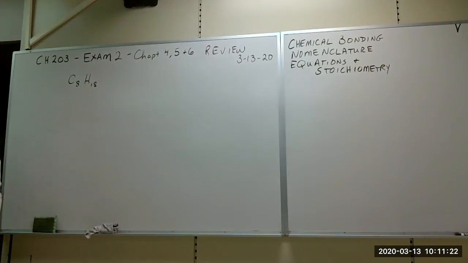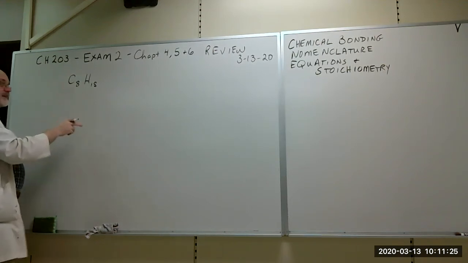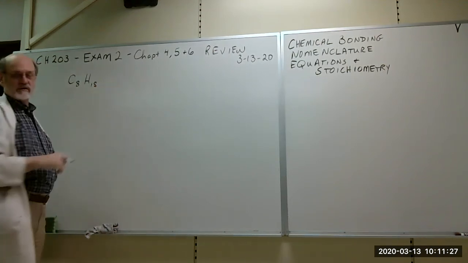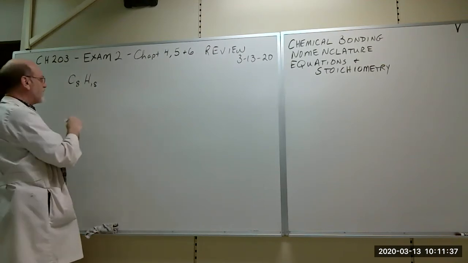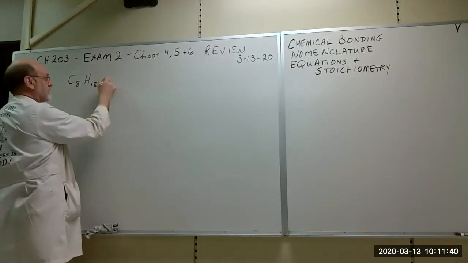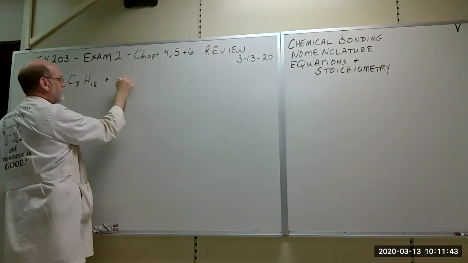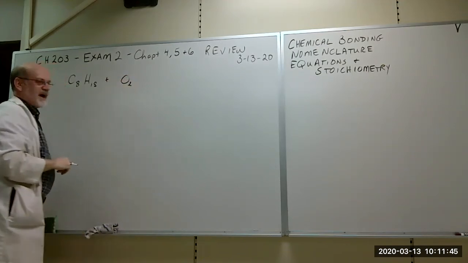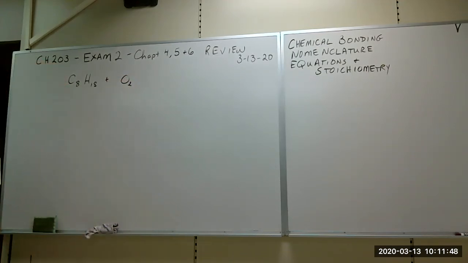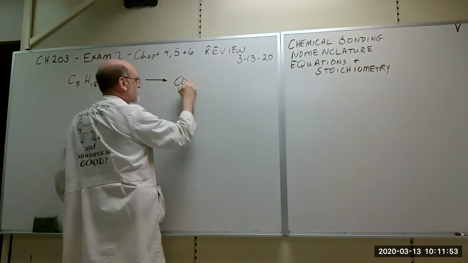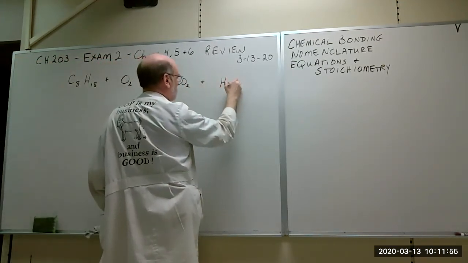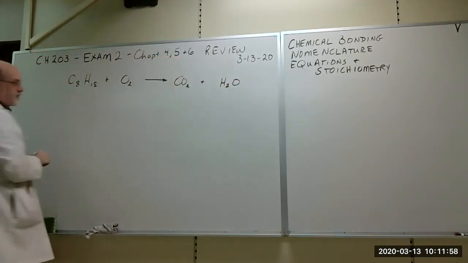If this were general chemistry, I might say that's octane combined with oxygen in the air gives you something. And I would have already told them every time you burn a hydrocarbon in air, you get carbon dioxide and water. But for this class, I'd have to tell you everything. So we're going to take octane, combine it with oxygen in the air, which is diatomic, and it produces carbon dioxide and water. Okay?